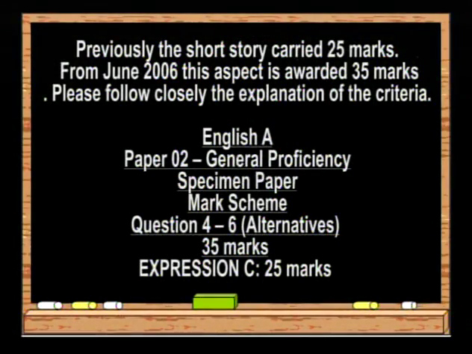Previously, the short story carried 25 marks. From June 2006, this aspect is awarded 35 marks. Please follow closely the explanation of the criteria. English A Paper 2, General Proficiency, Specimen Paper Mark Scheme. Question 4 to 6, Alternatives, 35 marks. Expression C, 25 marks. The following criteria will be used to assess the story.